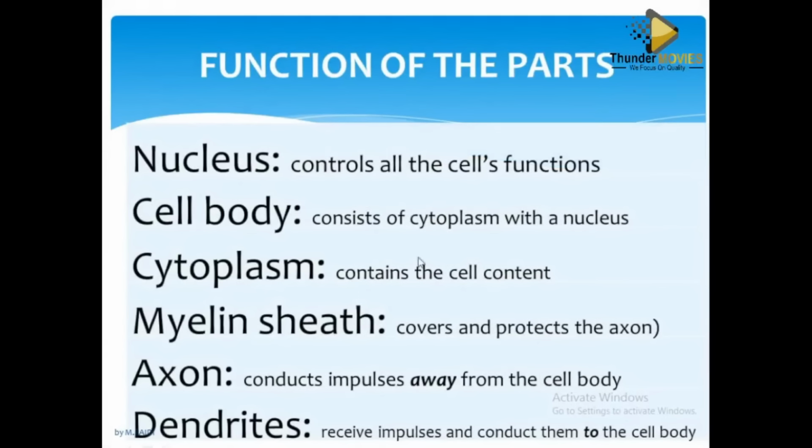So this is a small description of what I've been trying to say. The nucleus controls the cell body, the cell's activity. The cell body consists of the cytoplasm and the nucleus. The cytoplasm contains the cell content and is where the cell activity takes place. Then we have the myelin sheath. It covers and protects the axon. The axon conducts impulse away from the cell body. And then we have the dendrites. This one conducts the impulse to the cell body. So the axon is like the opposite of dendrite.